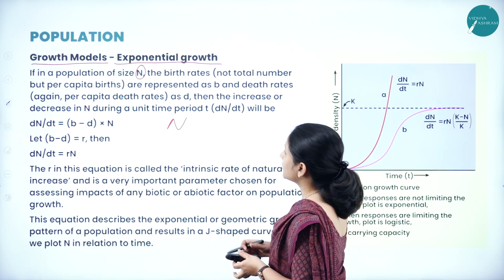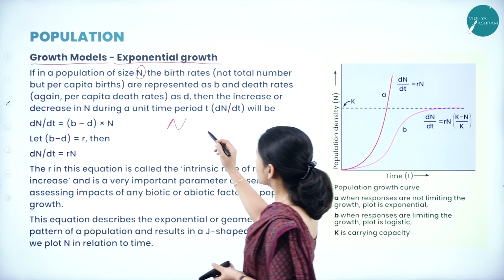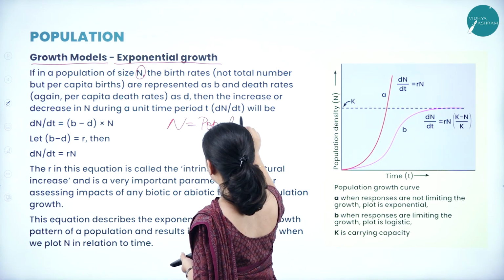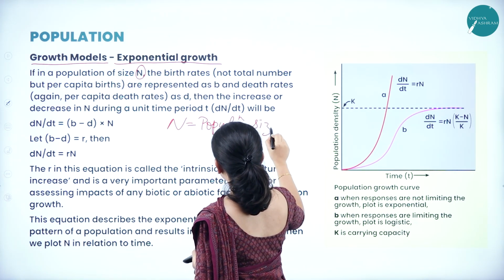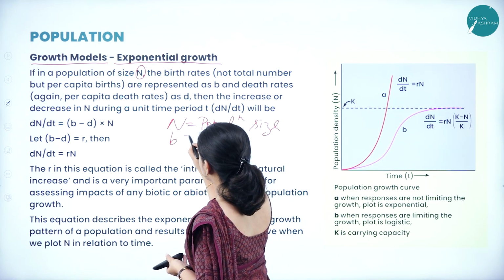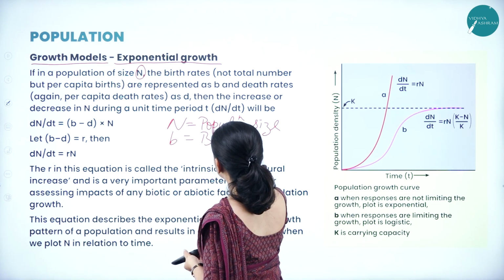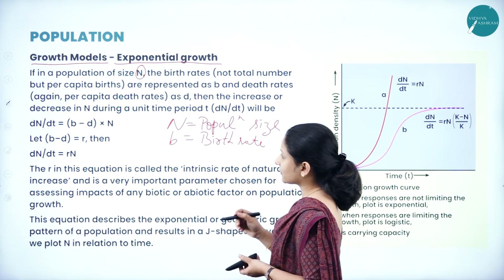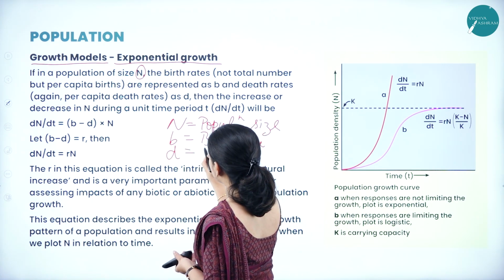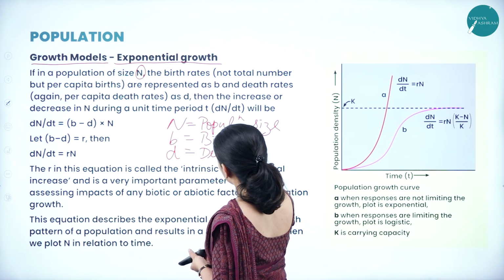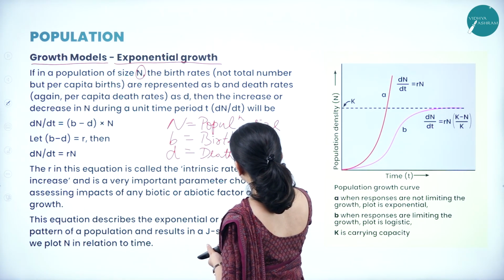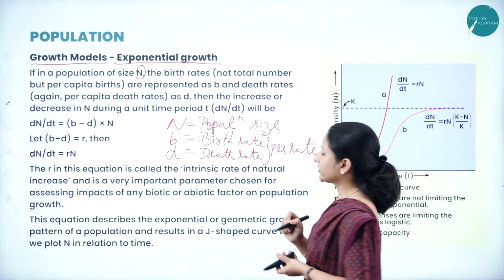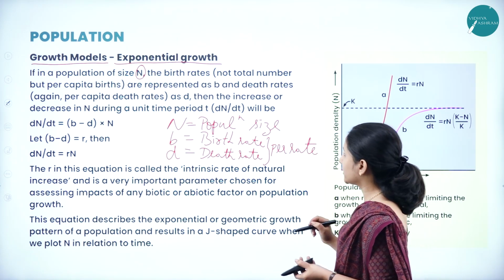So the birth rate should be considered. N is population size or population density. Then we have to know the birth rate, so B is the birth rate, and death rate is represented by D. D is the death rate. Again, birth rate and death rate are measured per capita: per capita birth rate, per capita death rate.